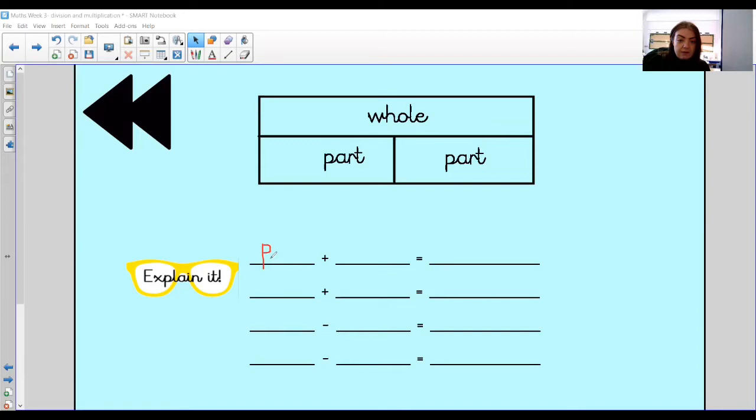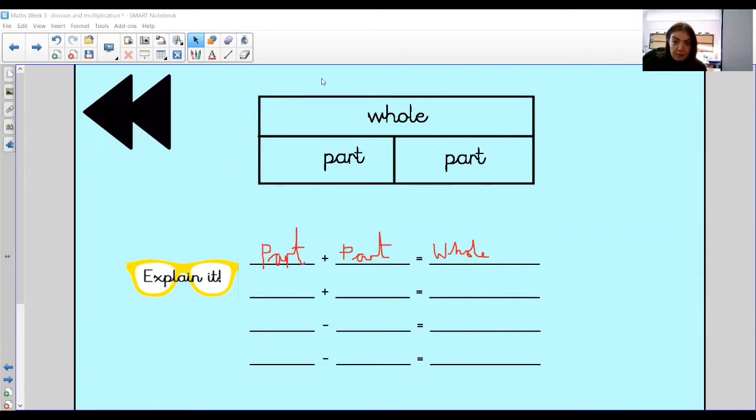representation. Okay, so do excuse my handwriting, it's very hard to do it on this. So a part plus a part equals a whole. Okay, so that's your first one. A part and a part equals a whole. Okay, so what I would like you to do is see if you can come up with the rest of those number sentences.